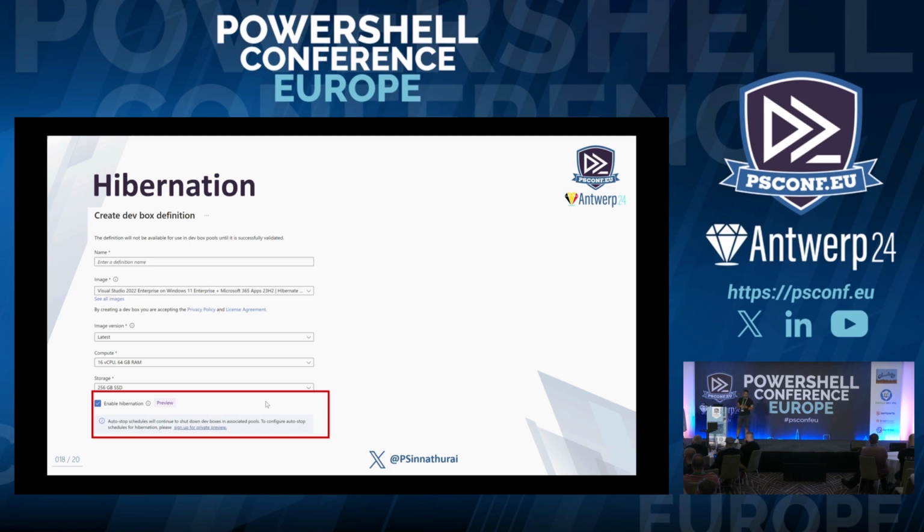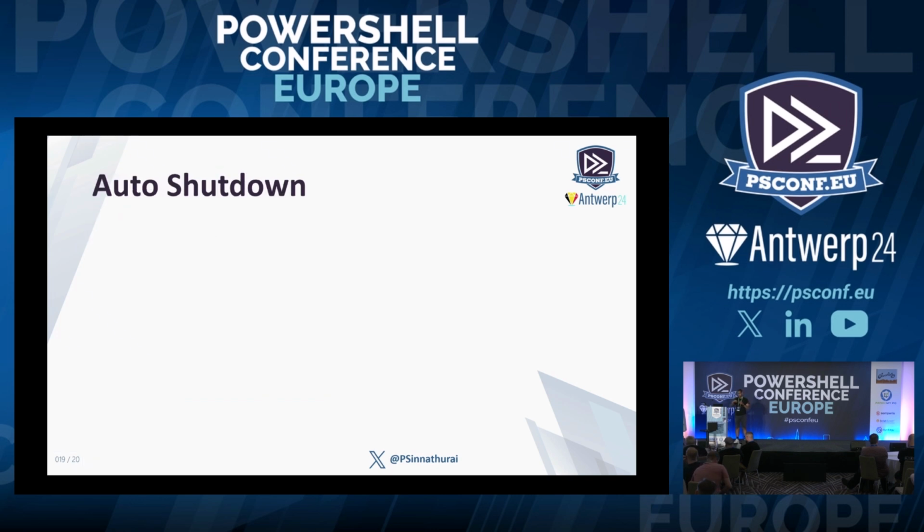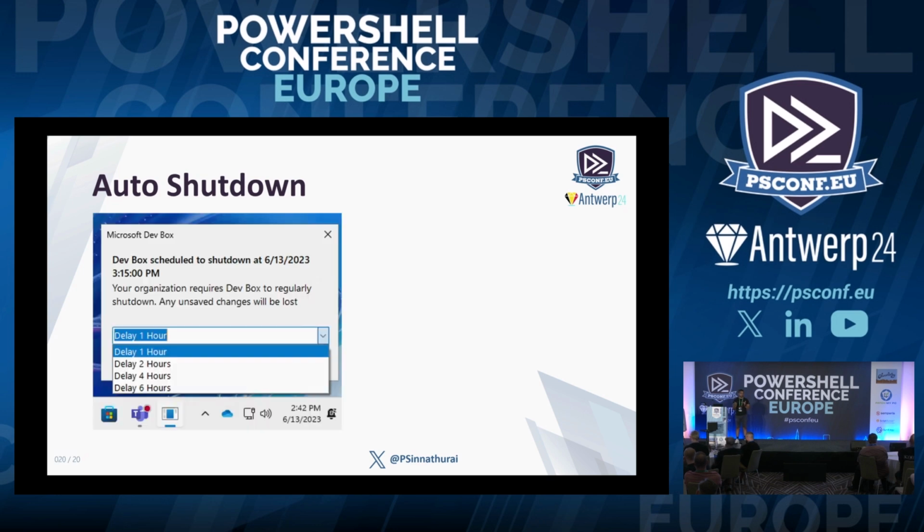DevBox sounds expensive. It could be. What you can use to save some costs is hibernation. Using hibernation, the machine will go into a power save mode, and once you're ready to go, you can just turn it on. What you can also define as a DevBox team lead is auto shutdown. During the night, the machine will turn off, and that's a way to save Azure VM costs. You still need to pay for the disk, but the runtime will be saved.